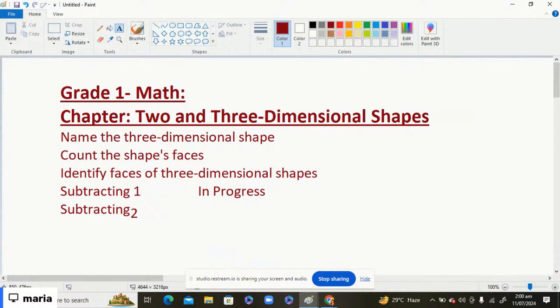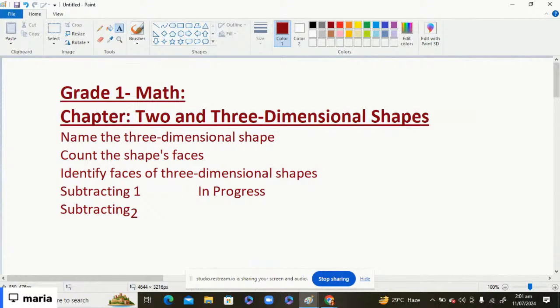So, today we are here for grade 1 maths. The chapter we discuss today is 2 and 3 dimensional shapes. And here is the list of the lessons. The first lesson is: name the 3 dimensional shapes, count the shapes' faces, identify the faces of 3 dimensional shapes.